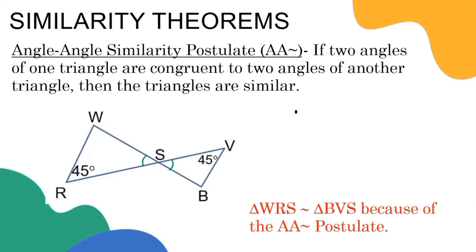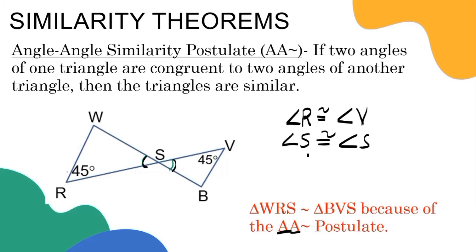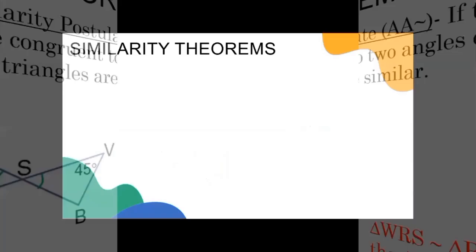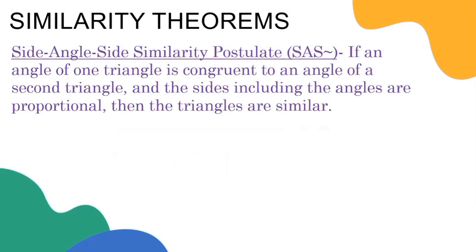Angle R here is congruent to angle V. They are both 45 degrees. Which angle is considered also as congruent? Both angles are congruent to angle S here, because vertical angles are congruent. So meaning to say, if two angles of corresponding sides are congruent, then the two triangles are similar because of the AA postulate. Another one of the similarity theorems is the SAS similarity postulate or SAS theorem.